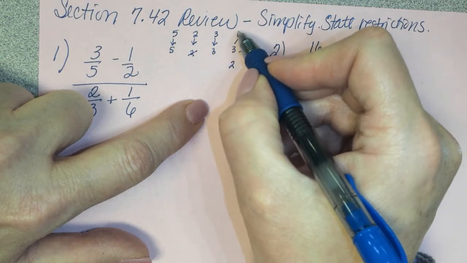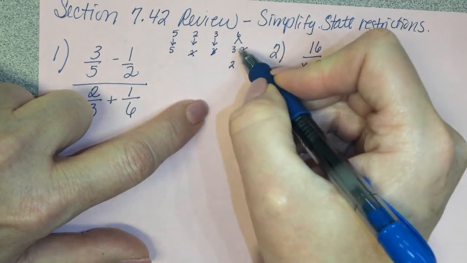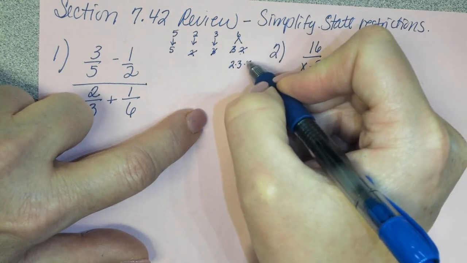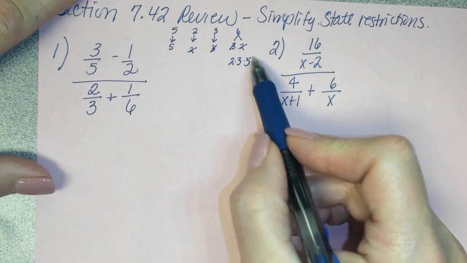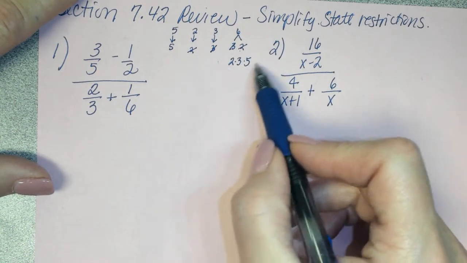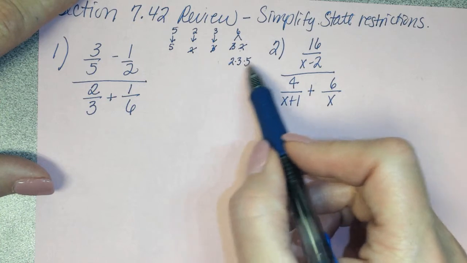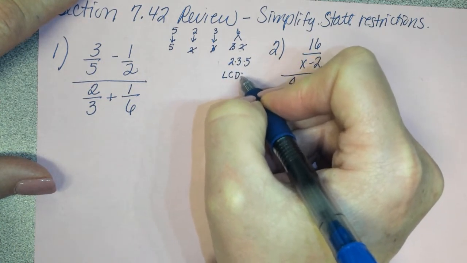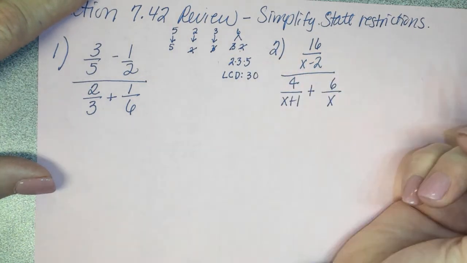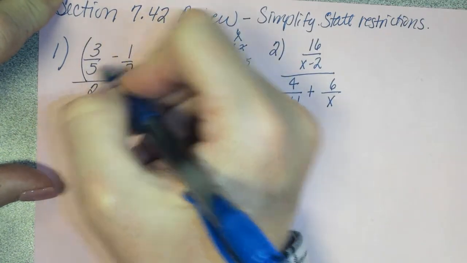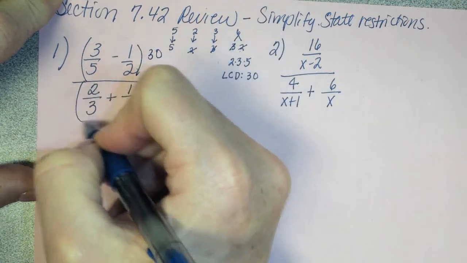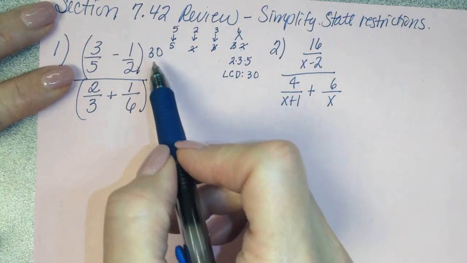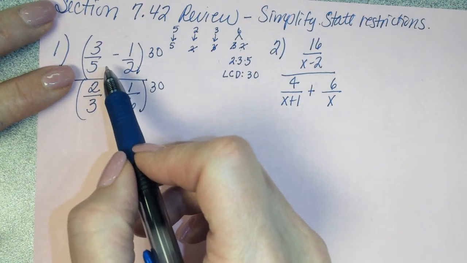For 3, I had a factor of 3. For 6, I have a factor of 3. So I'm going to have to use a factor of 3. And then 5 has a factor of 5. So I'm going to have to use 5. What do I get if I multiply these all together? 30. So 30 is going to be that least common denominator, also known as the least common multiple. That's what I'm going to multiply through by, is 30 here and 30 here. The reason I do that is because my fractions will go away when I do this.